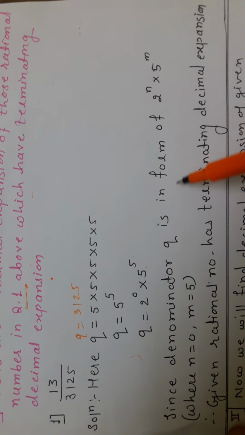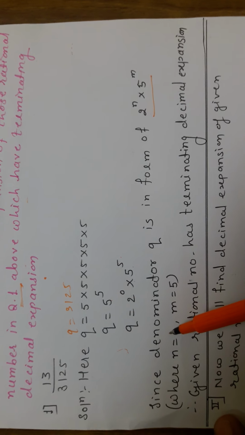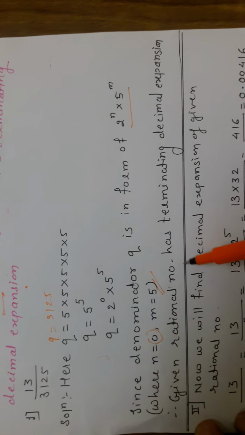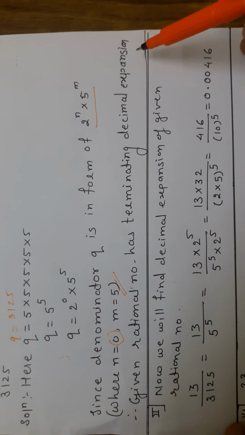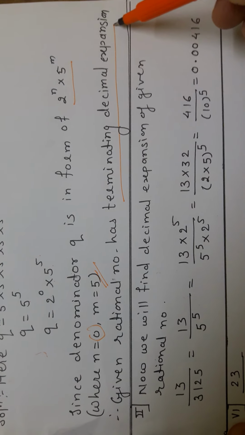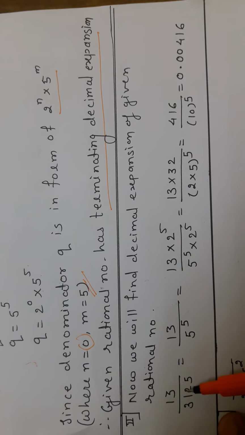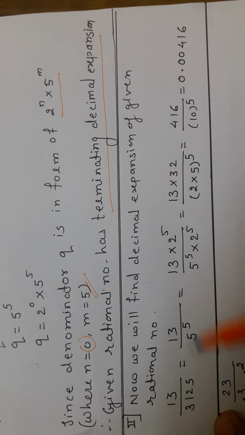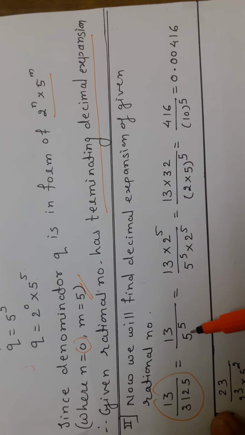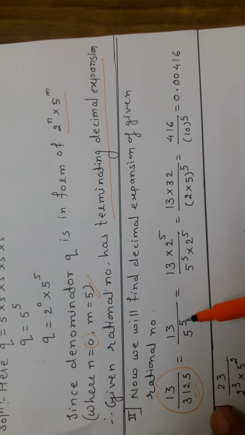Since the denominator q is in the form of 2 raised to the power n into 5 raised to the power m, where n is equal to 0 and m is equal to 5, therefore the given rational number has a terminating decimal expansion. Now we got a terminating decimal expansion. That's why in the second step we have to find the decimal expansion of this rational number. Okay. 13 upon, I will write here in place of 3125, 5 raised to the power 5.